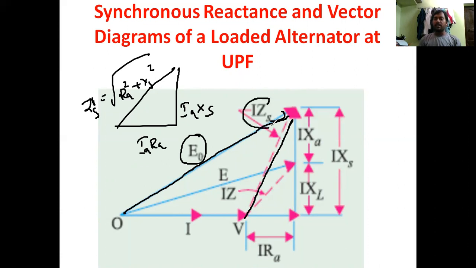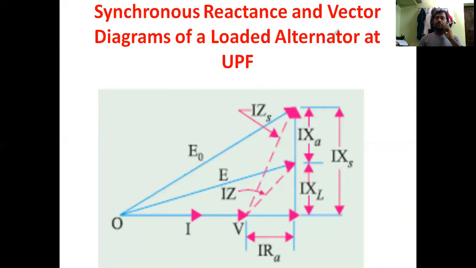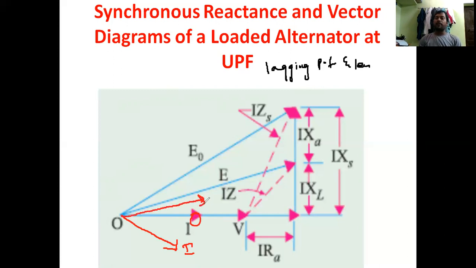That's why this is IA ZS. This is the diagram. Next, simply, if you know the unity power factor load, then you can understand lagging and leading power factor. Simply, for the lagging, this IA will be shifted by some angle behind the voltage V, and for the leading load, this IA will be shifted in front of the voltage.